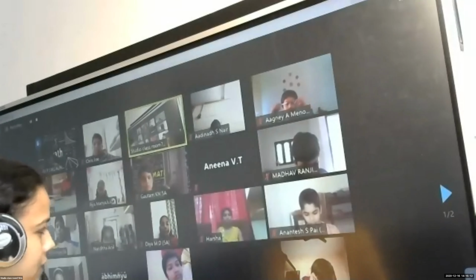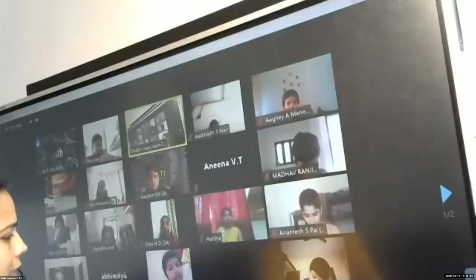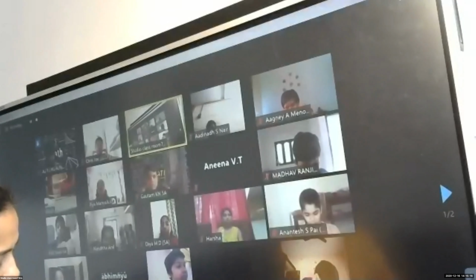Children, please see that you are muted. That's only Isha, not all others are muted. Okay, no problem. Can I read the question once more? In cross multiplication, we multiply the numerator of a fraction by the denominator of the other.